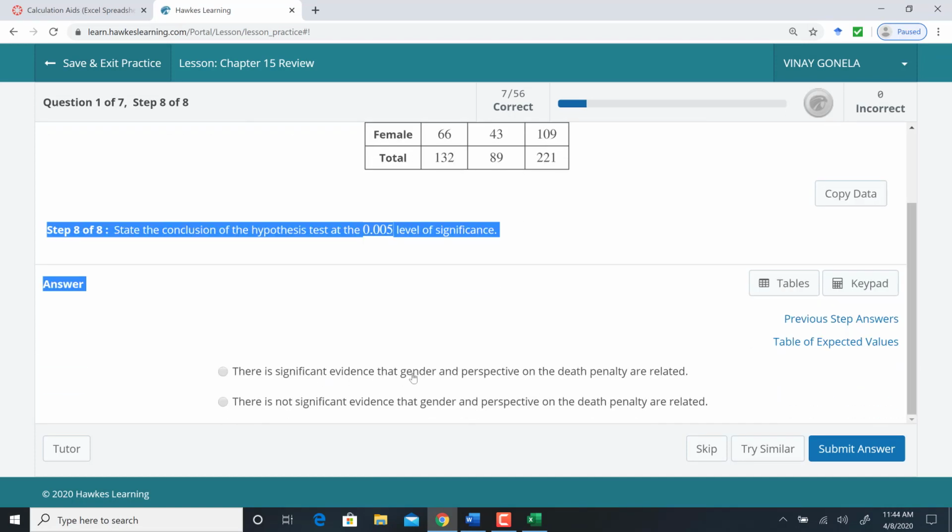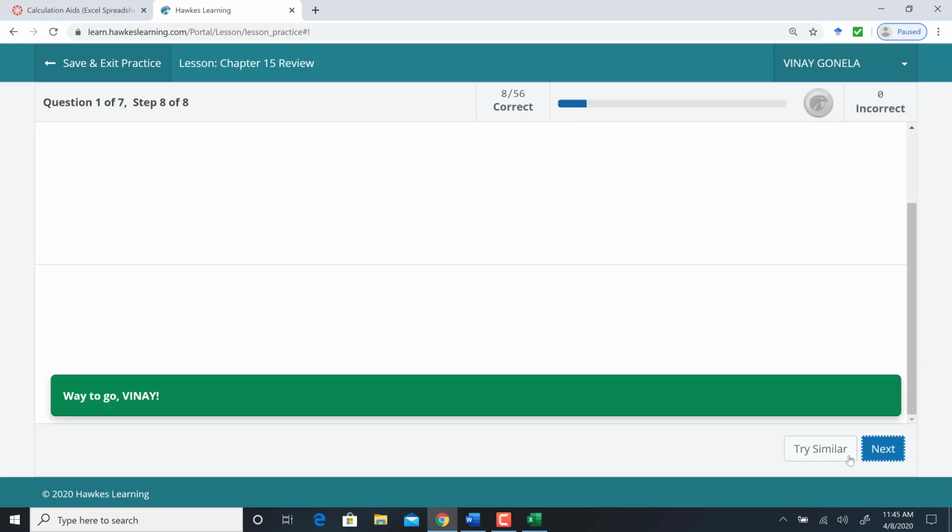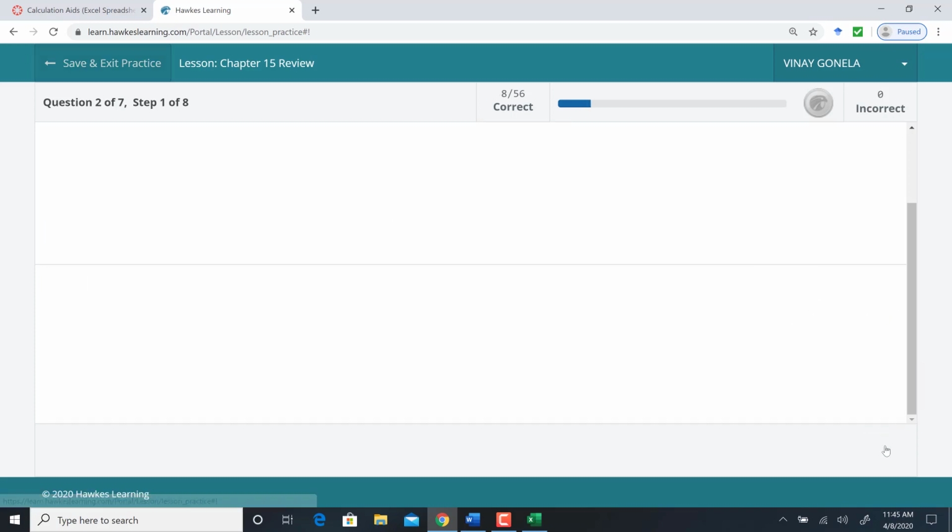So the conclusion would be, there is significant evidence that they are related. No, there is not significant evidence, because they are independent, we don't have any evidence. There is not significant evidence that gender and perspective are related. So that would be your conclusion.